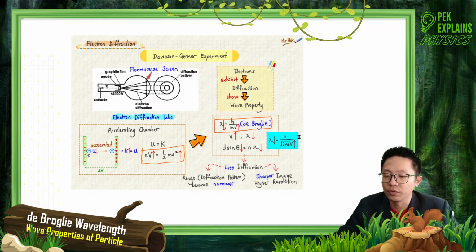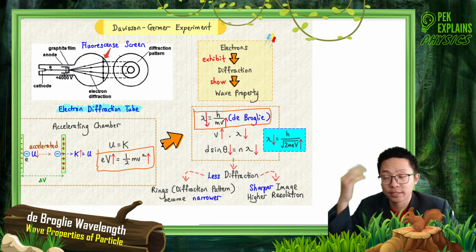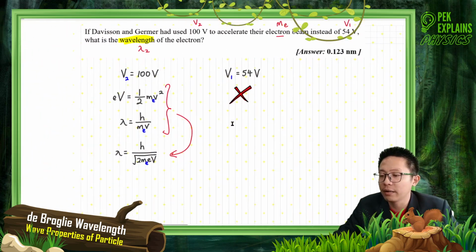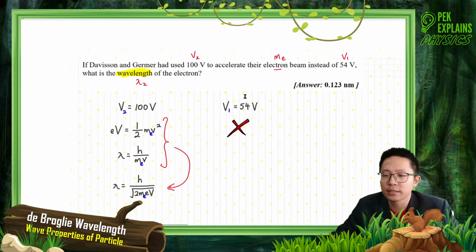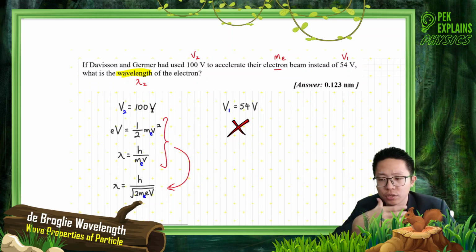Or if you forget this formula, you can just go back to the concept, use eV equals half mv squared and lambda equals h over mv. Right now, I just use the direct formula, this one. These two formulas combined, you get this. Just now I talked about the original condition and the new condition.